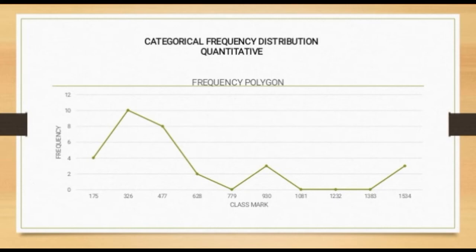At 779, we have a frequency of 0. At 930, we have a frequency of 3. At 1081, we have a frequency of 0. At 1232, we have a frequency of 0. At 1383, we have a frequency of 0. At 1534, we have a frequency of 3.